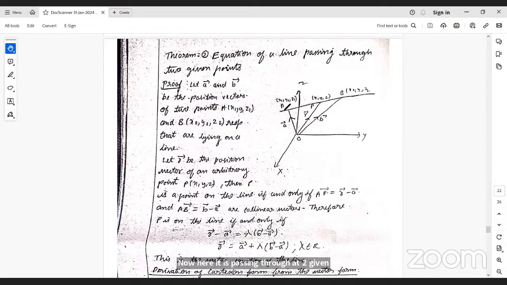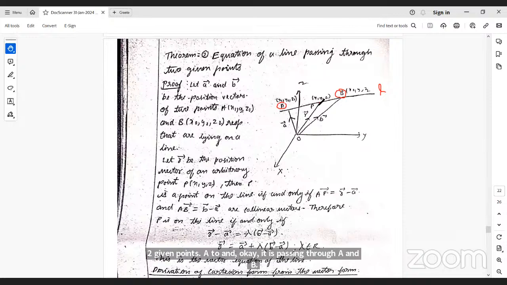So the two given points, what I will do is, I will consider the two given points. This is the line, okay, and this line is passing through the two given points a and b. I will consider, okay, it is passing through a and b, and again I'll consider p as the arbitrary point, okay. So see, a is the position vector of the point a, b is the position vector of the point b, and r is the position vector of the arbitrary point p, okay.